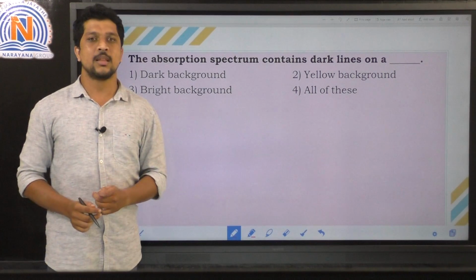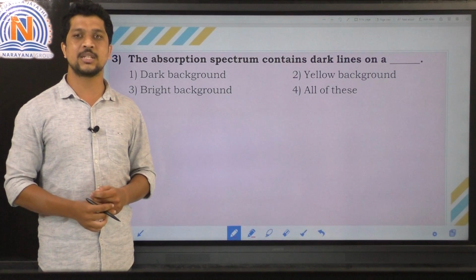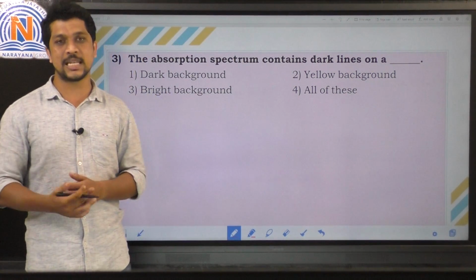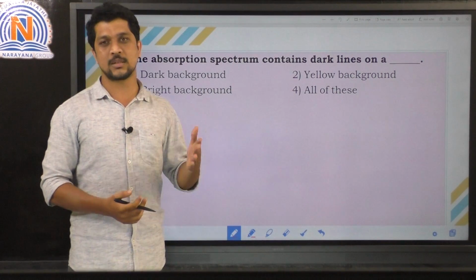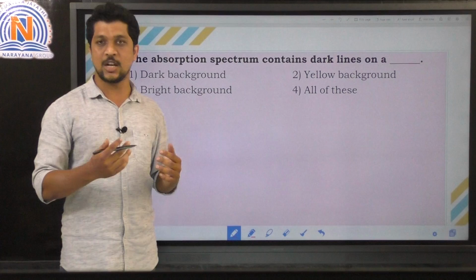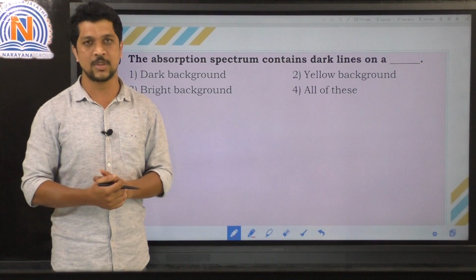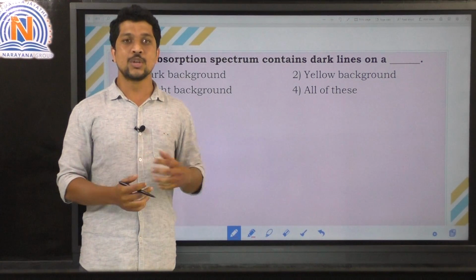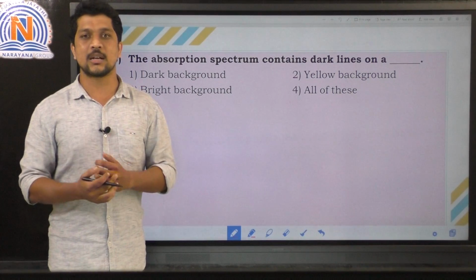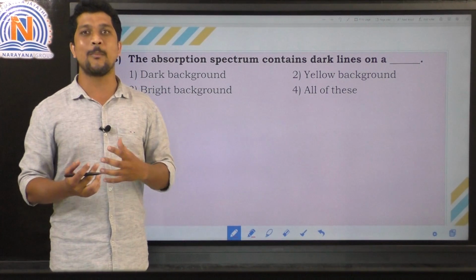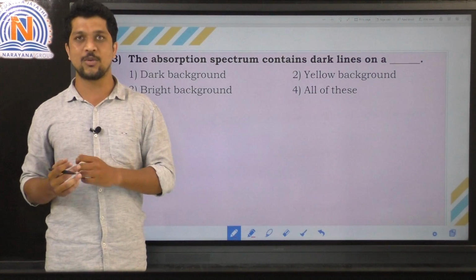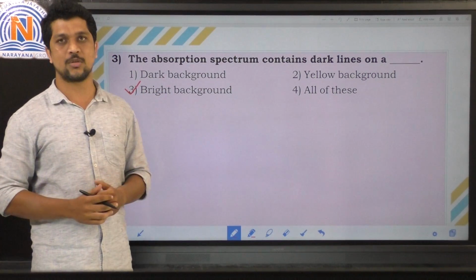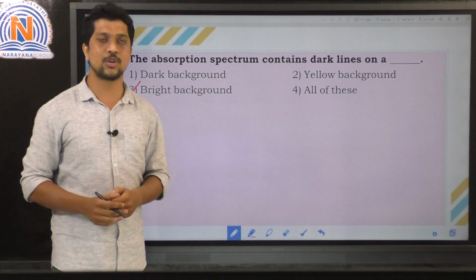Here the third question: the absorption spectrum contains dark lines on a dash. Based on the background, the spectrum changes. If it is a dark background, one spectrum will come. If it is a yellow background, one spectrum. If it is a green background, one spectrum. If it is a light or bright background, another. So based on the backgrounds, the spectrum changes. In the absorption spectrum, the dark lines appear whenever the background is bright. So the correct option is the third option, that is bright background. Let's move on to the next question.